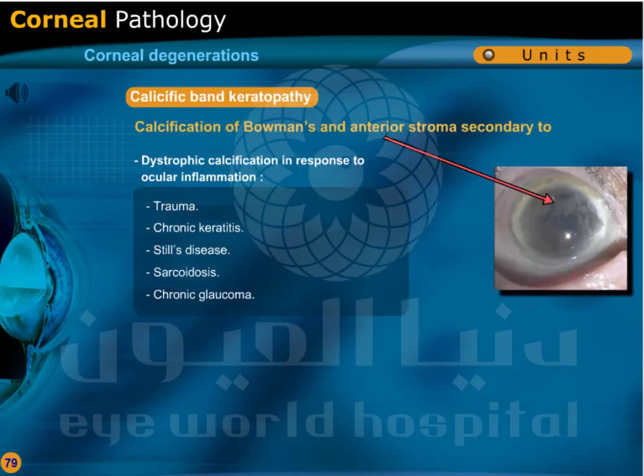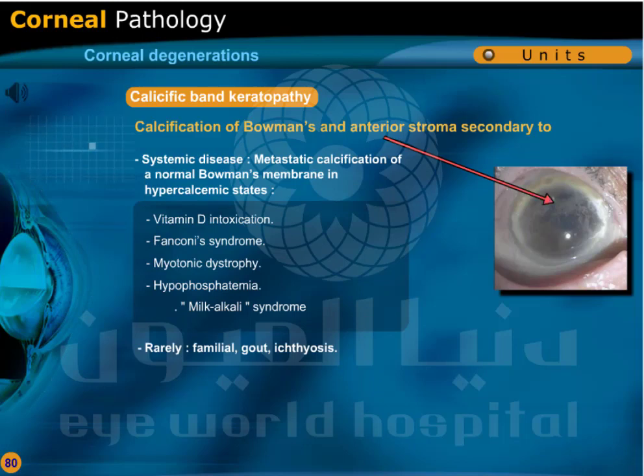Calcific band keratopathy. Calcification of Bowman's and anterior stroma secondary to dystrophic calcification in response to ocular inflammation as in trauma, chronic keratitis, Still's disease, sarcoidosis, and chronic glaucoma.